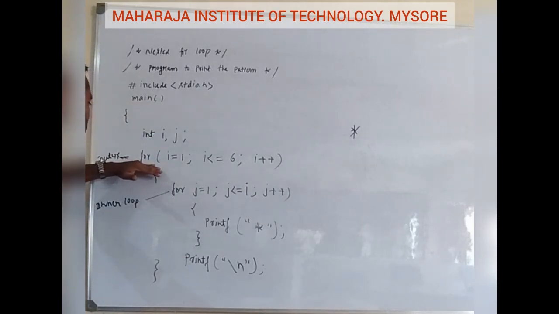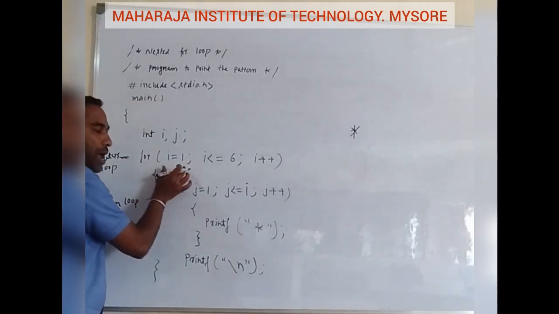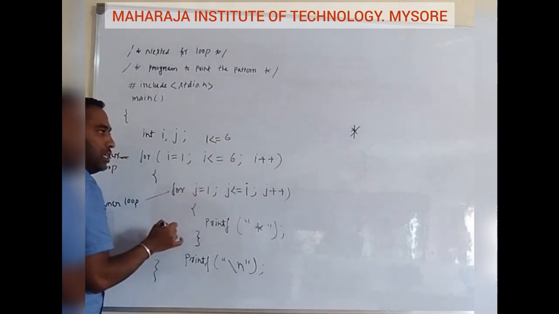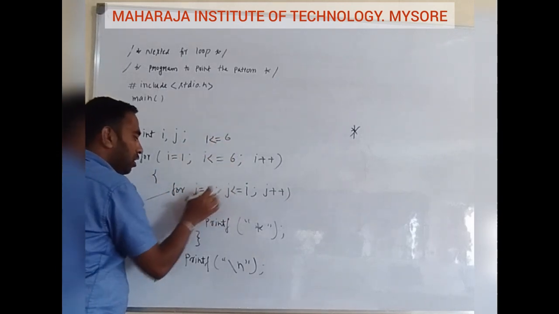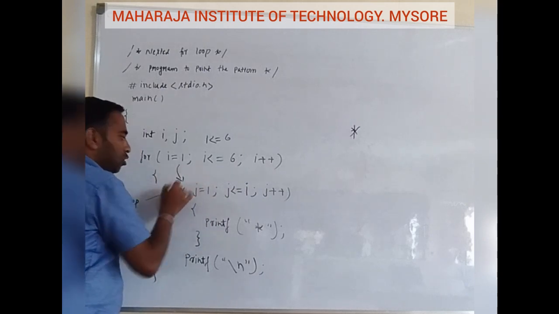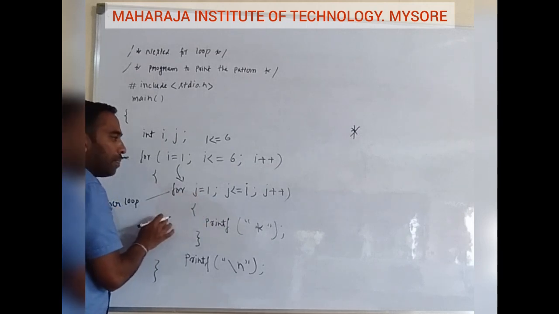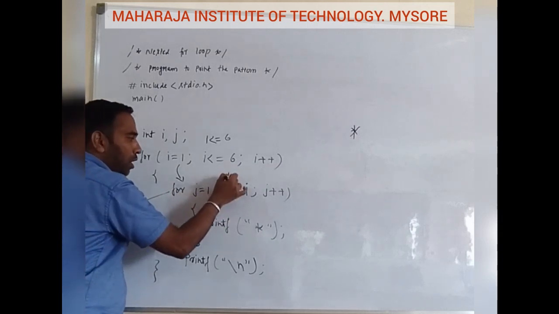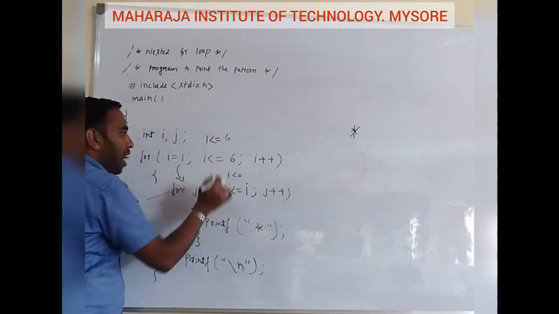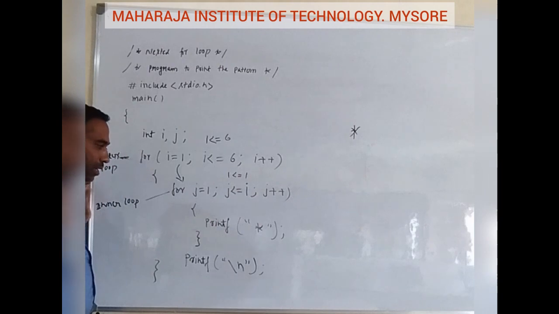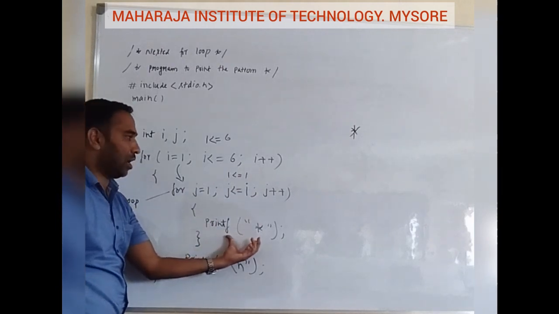Here in the outer loop, I am initializing i equal to 1. Is 1 less than or equal to 6? Yes, it's true. Then it will come inside this loop and check the inner for loop. The condition: j equals 1. What is the value of i? 1. 1 is less than or equal to 1? Yes. Then it will print a star.